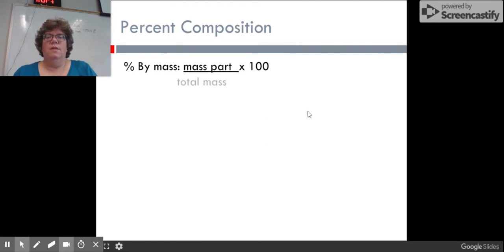So, the equation for percent composition, which you will need to know, is the part of the mass divided by the total mass times 100. Just like with any percent of your grade on a test. The part you got right divided by the total number of questions times 100 gives you your grade. So percent always works the same way. Part divided by the whole times 100. This is no different.